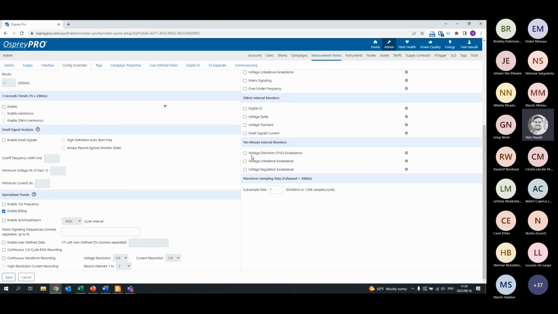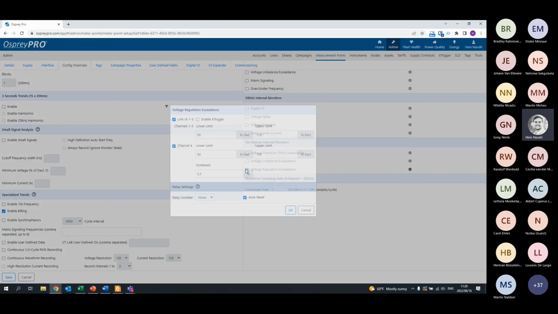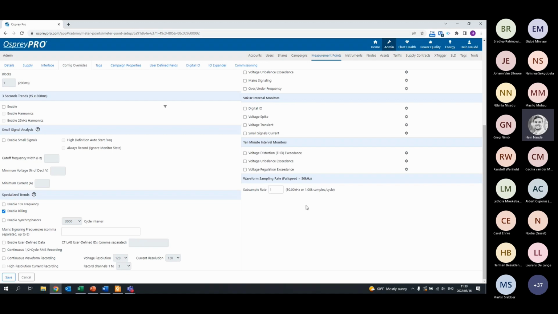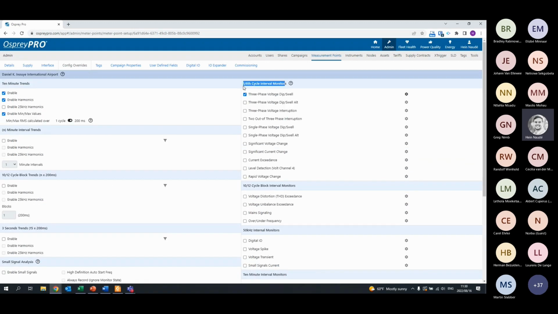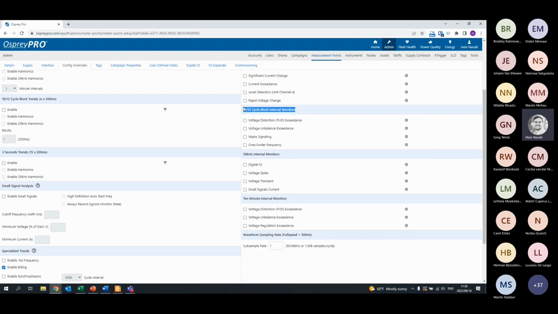So if in a 10-minute period the average of your voltage regulation is below or above that limit, and you test this and use a relay, you'll need to wait at least 10 minutes before it's going to pick it up and then close the relay. So I just want to add to that discussion. That's why it's important to understand what values are being used to monitor this.